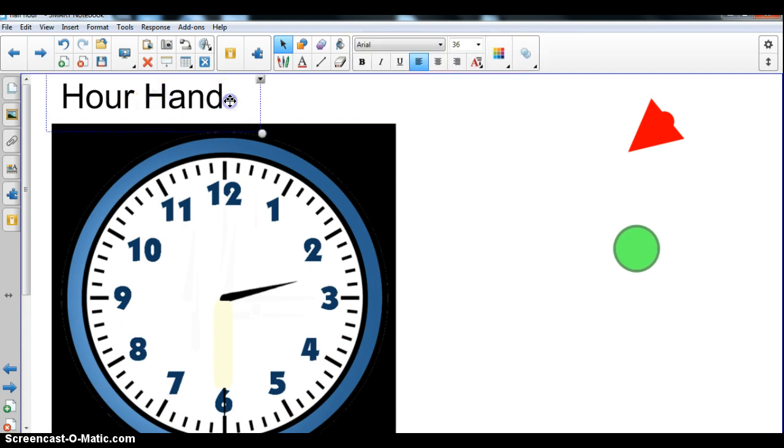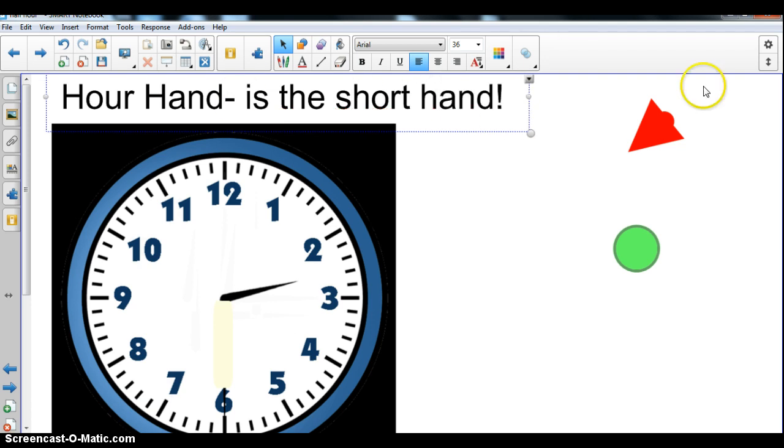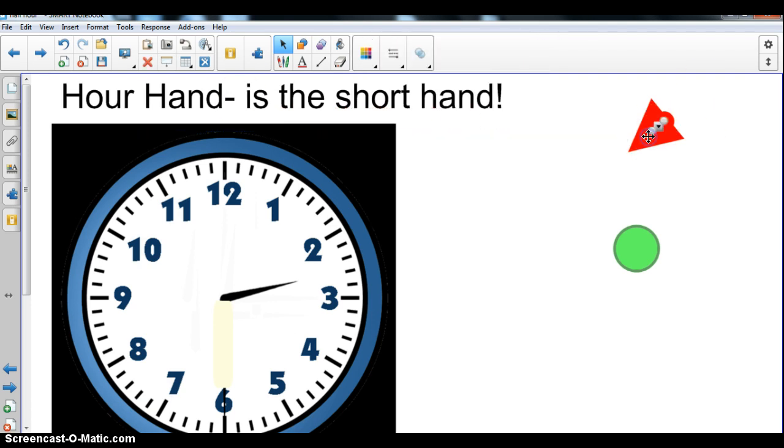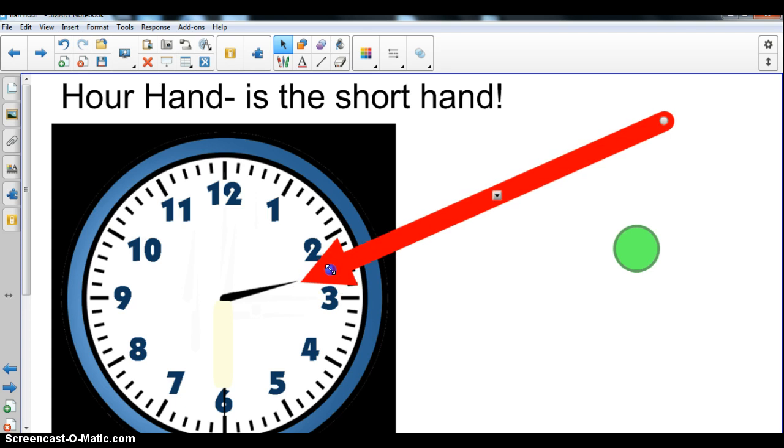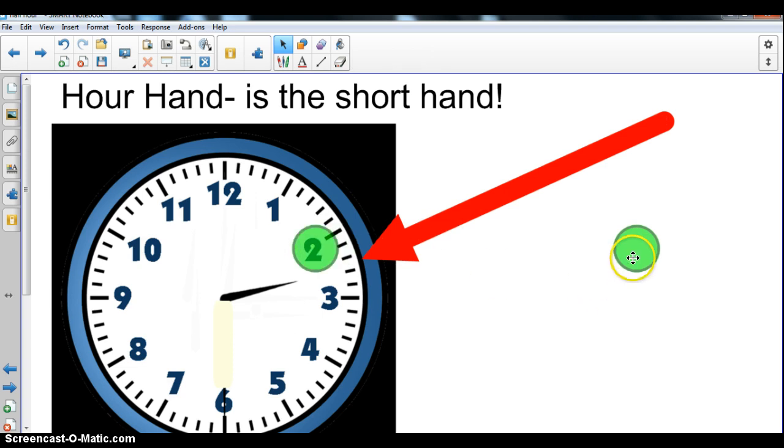So remember, the hour hand is the short hand. The hour hand is right here, the short hand. And notice it's right in between two numbers. It's right in between the 2 and the 3. So, which number am I going to say?